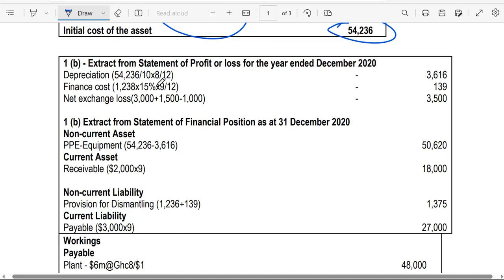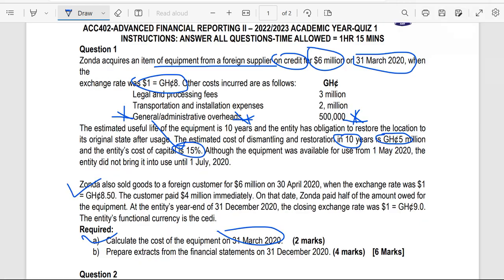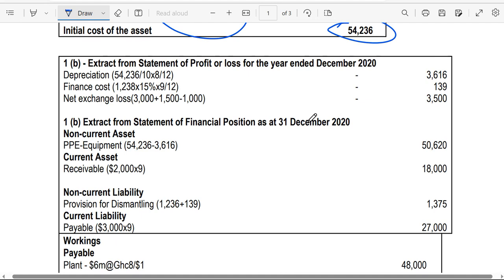And then remember I told you about the finance cost, and it will also start from when you recognize the finance cost. Now we recognize the finance cost on the 31st March. So the finance cost is April, May, June, July, August, September, October, November, December. So that is for 9 months. And then the net exchange loss will come from the other aspects.